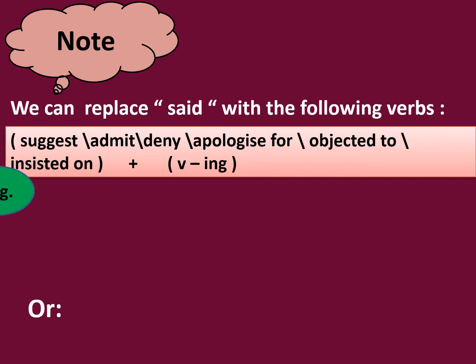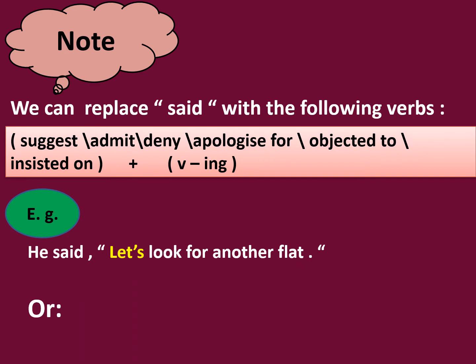Like in the following example, he said, "Let's look for another flat." Of course, "let's look for another flat" is a suggestion, so we will change "said" to "suggested", and after "suggest" we put an ing form. We will say, he suggested looking for a flat. Other examples according to what's between brackets. If it was an apology, "I'm sorry for breaking your camera", so instead of "said", we will say he apologized for breaking my camera, and so on and so forth.